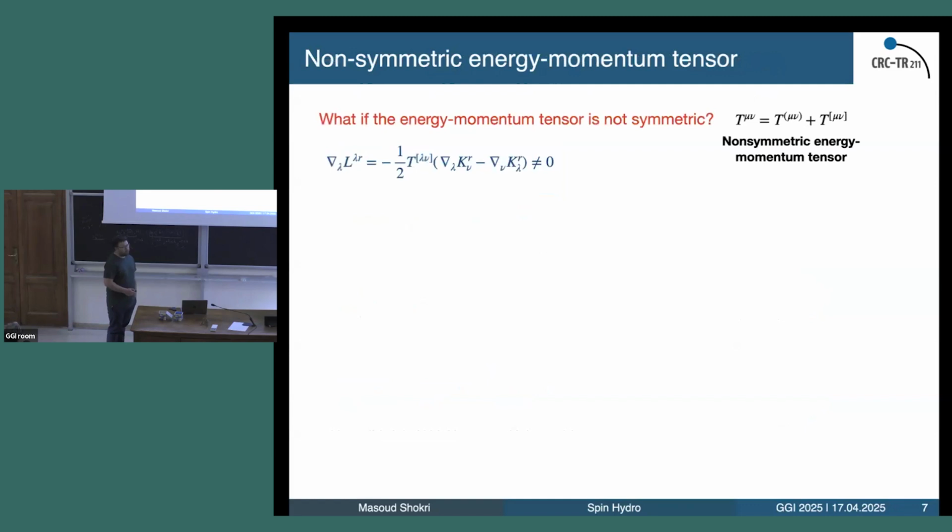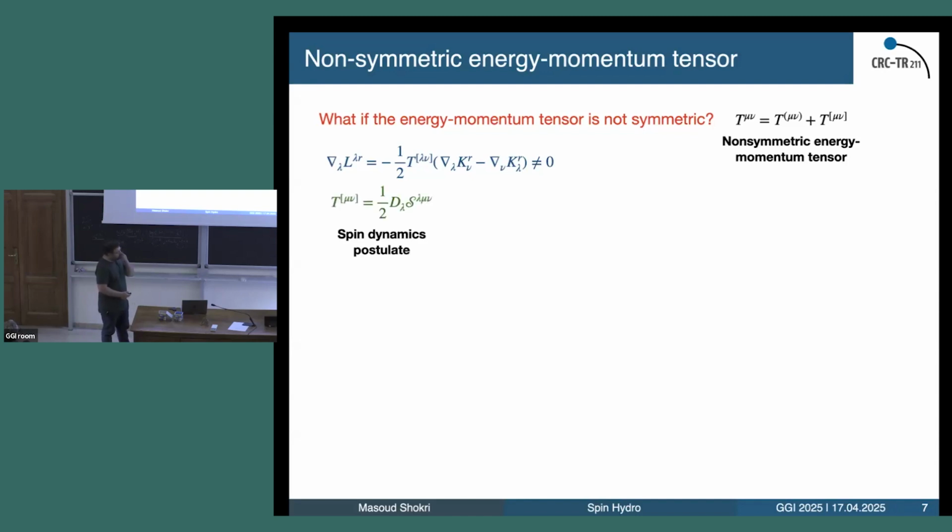Now the question is: what if the energy momentum tensor is not symmetric? Then you will have an anti-symmetric part multiplied by the anti-symmetric part of the gradients of the Killing vector. And this is not zero, of course. Now this is not conserved anymore. So what can we do?